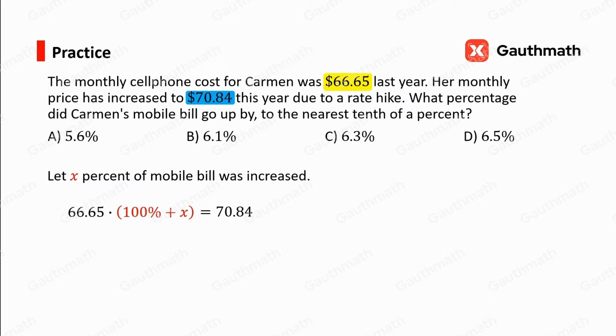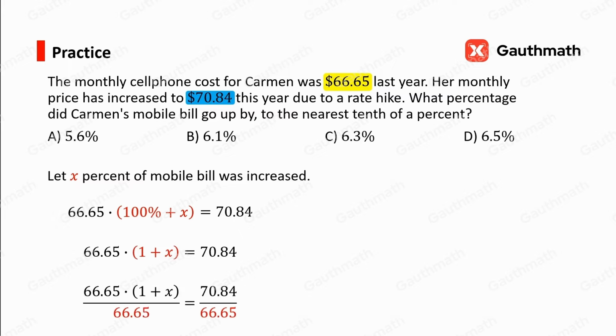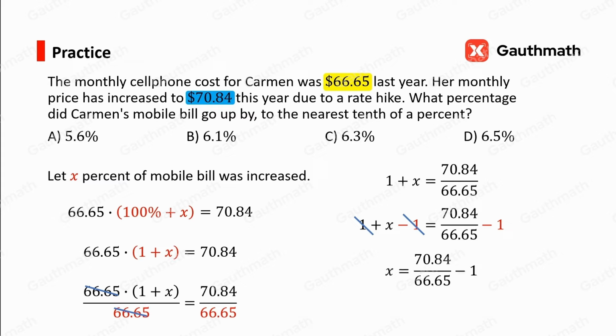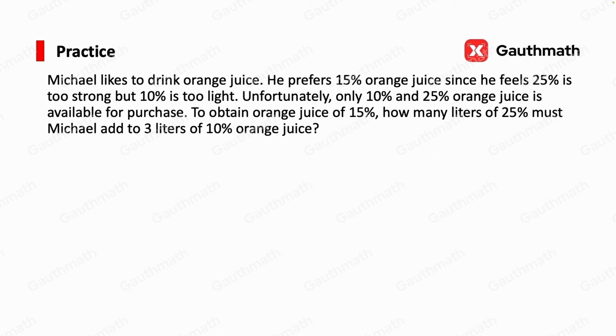So first change the 100% to 1, and then we try to isolate x by dividing. And then we subtract 1 from each side, and finally the x is by itself. Now the calculation is about 0.063, which is 6.3%. Okay, so that's C.